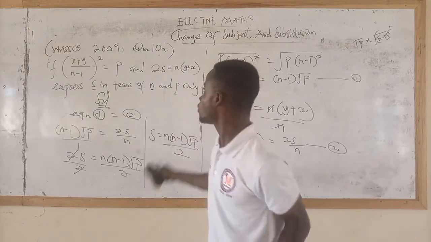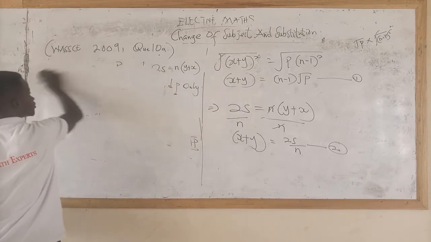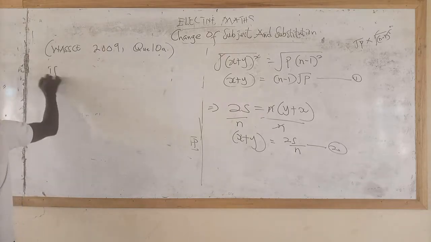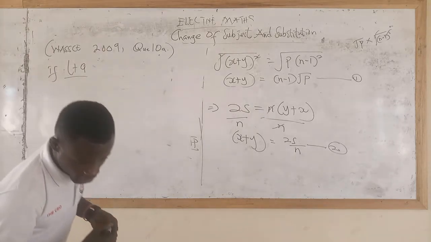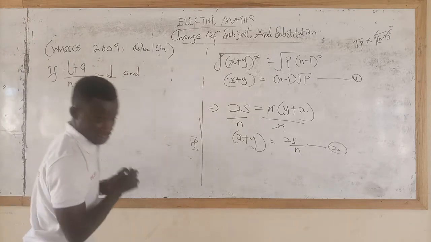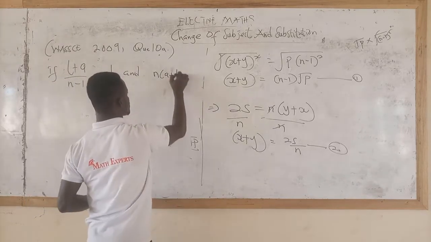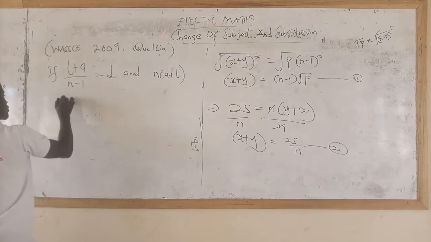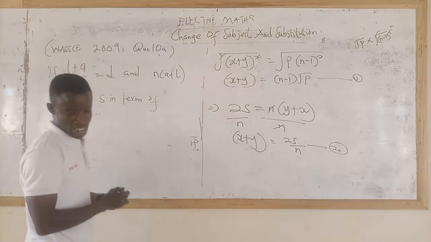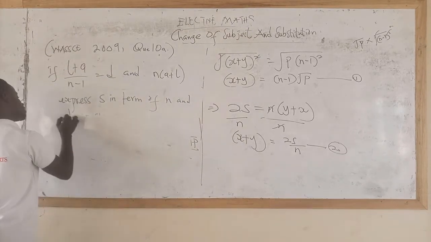If L plus A all over N minus 1 is equal to D, express S in terms of N and D only.